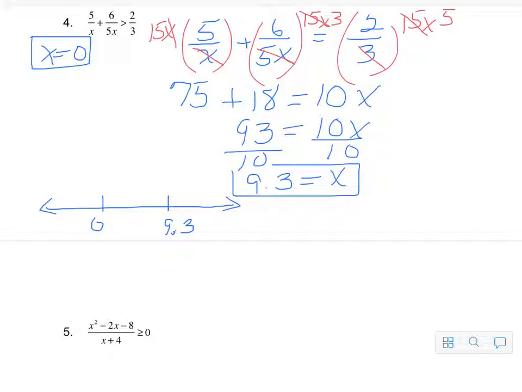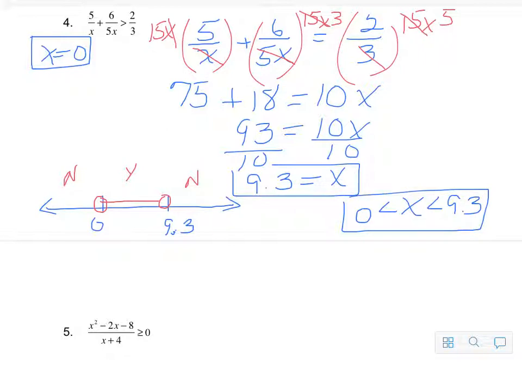Well, when I did the test for anybody less than 0, I ended up with a no. In between 0 and 9.3, I used 1, and it worked out. And again, you're testing into the original inequality. And greater than 9.3, I got a no. So, open circles, because no equal to symbol, and they connect. So the only inequality answer I have for this, x has to be greater than 0, but less than 9.3. That one was pretty easy.